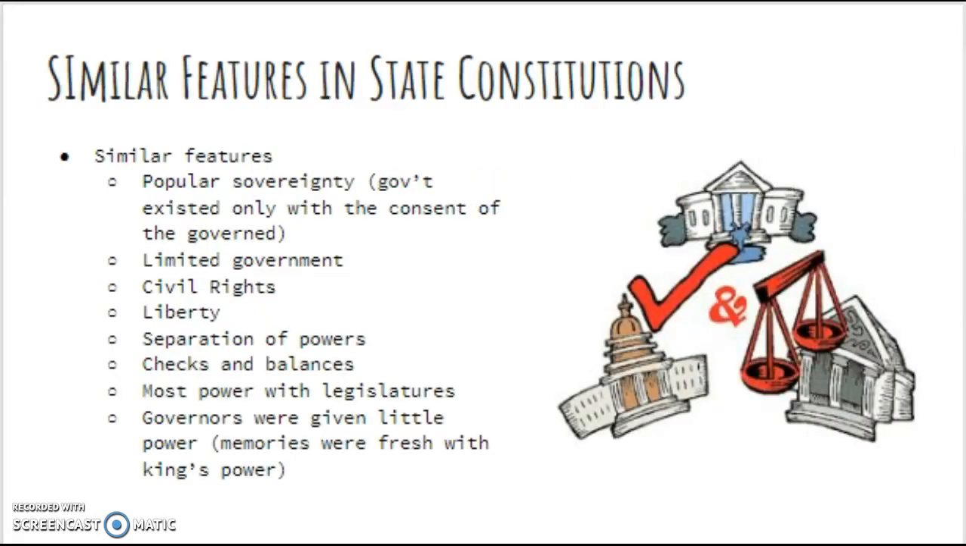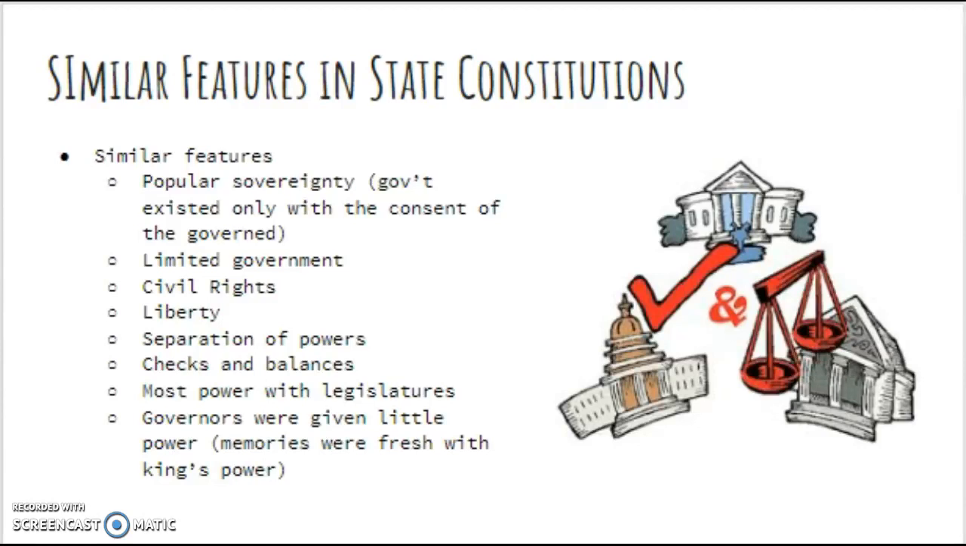Okay, similar features in state constitutions that we see. Popular sovereignty. A government existed only with the consent of the governed, that the people have a say in that government. Limited government, that the government is limited in its powers. This essentially takes some of the power away from the government and gives it back to the people, protects their rights. Civil rights, liberty or freedom. Separation of powers, so that's going to be like our three branches of government: executive, judicial, and legislative.